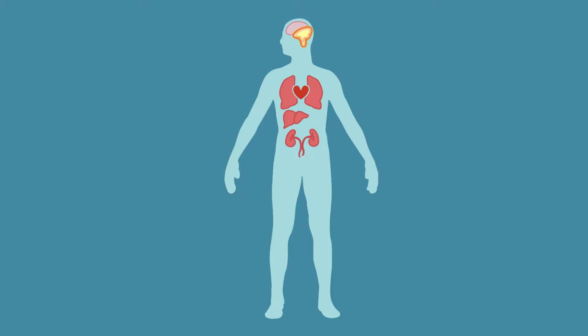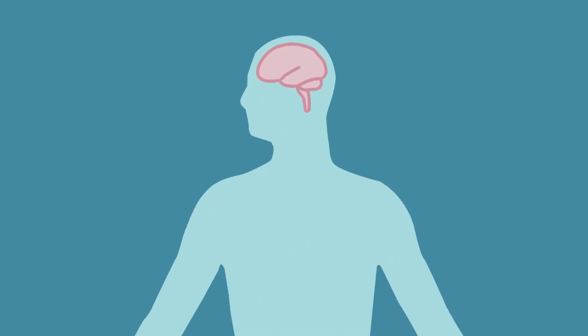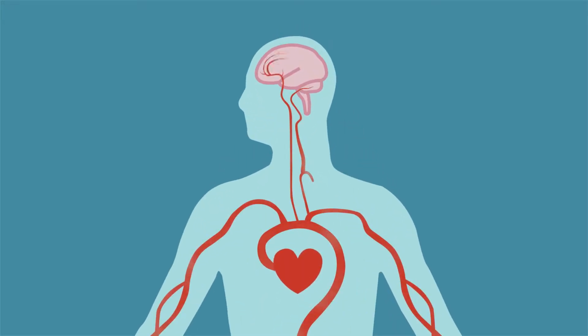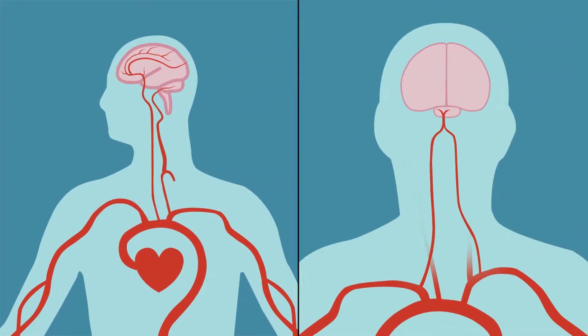The back part of the brain has areas that control all functions necessary for life. An artery is a blood vessel that carries blood from the heart to the other parts of the body. The back part of the brain is supplied by the basilar artery, which is formed by two arteries joining together.